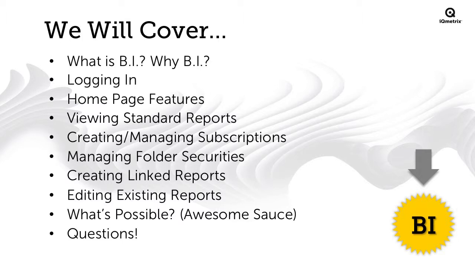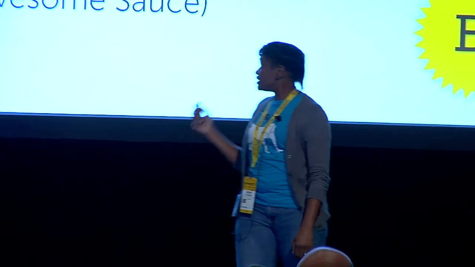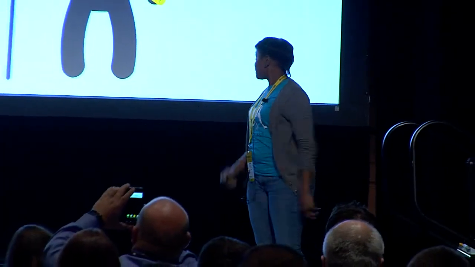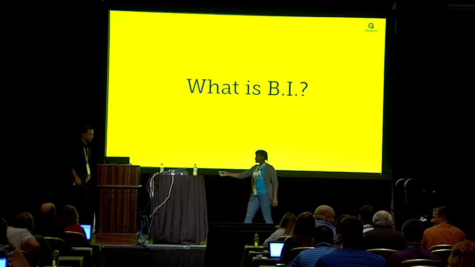And just to clarify, this is an overview session, so anything that is overviewed, there's more detail in the session handout, which you can download by scanning this QR code. Or if you're a geezer and you don't have a QR scanner, you can also use this direct link to the handout. So I'm going to give you a few seconds to scan that, and then we'll get started. So let's get into it.